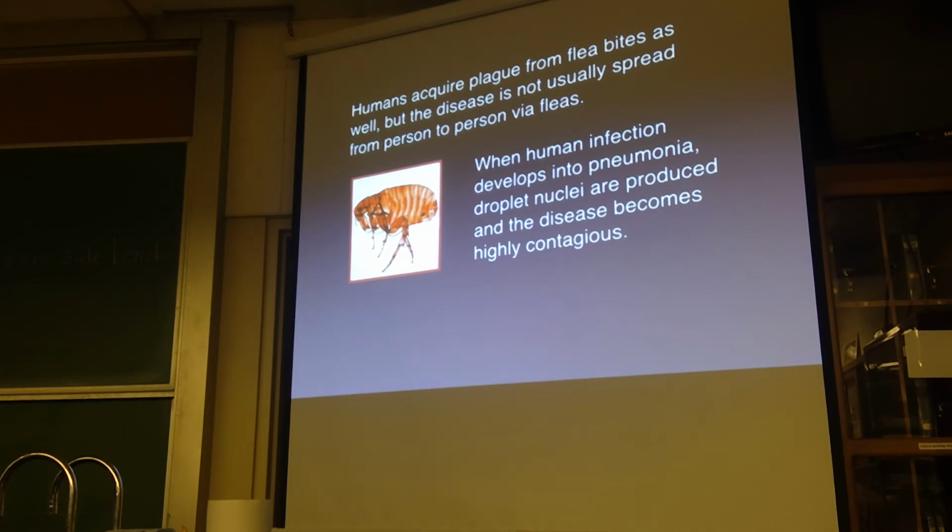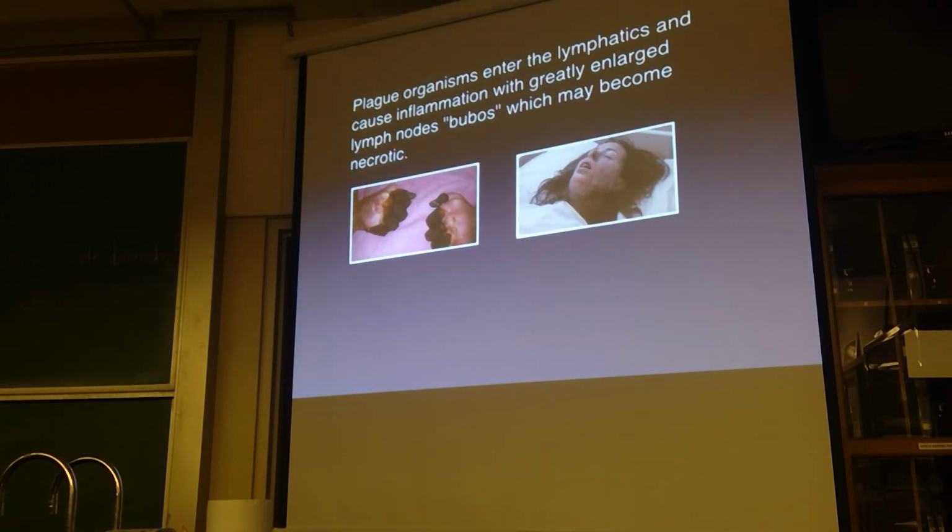Another thing about plague, although it is normally transmitted by fleas, it can get into a pneumonic form where, if you have a lot of people that are infected and they have very severe lung infection, they can infect one another with droplet nuclei, so it's highly contagious.